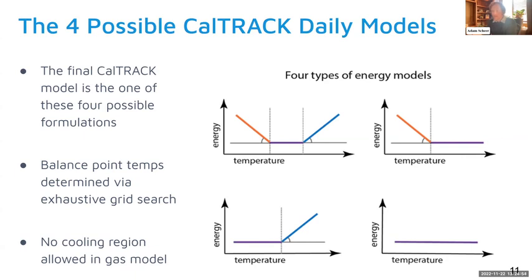It's not insanely complicated, but it's not super simple either. These balance point temperatures are variable, and they're determined via an exhaustive grid search. So every single degree is tested to find out if putting the balance point temperature at that degree, in the linear regression that follows, is the best possible point to fit the data on hand. And we'll talk a little bit more about opportunities to simplify some of the grid search functionality, which is computationally very expensive.